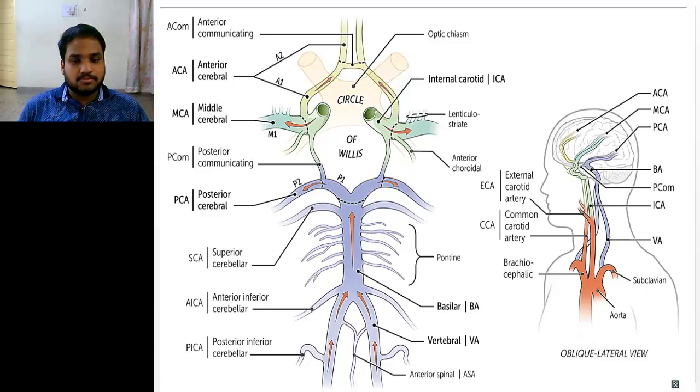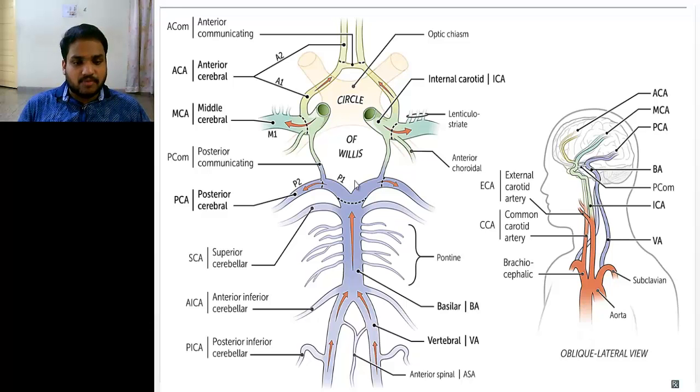So that is how the anterior and posterior circulation are related. You can see now this has formed a circle, right? This circle is called the circle of Willis. This in fact forms an arterial traffic circle, right?